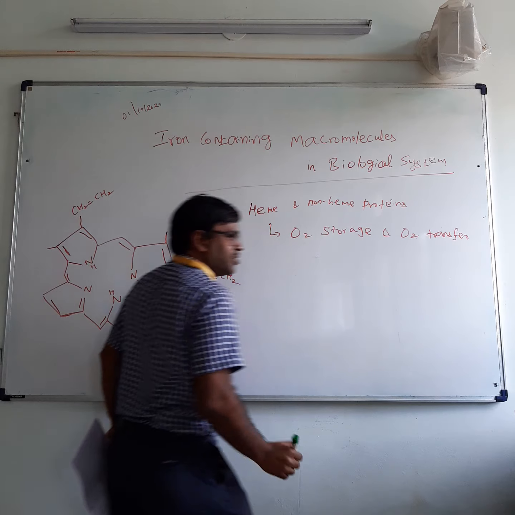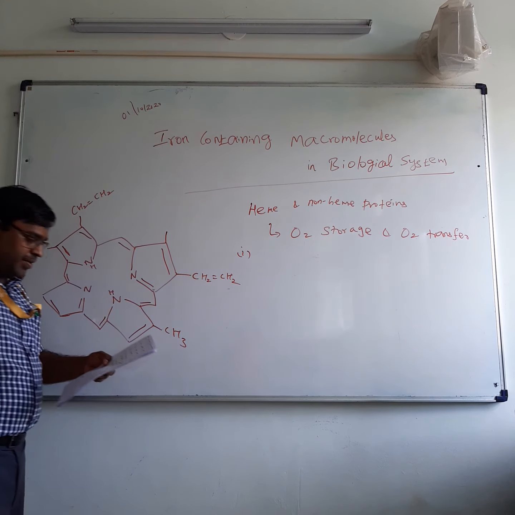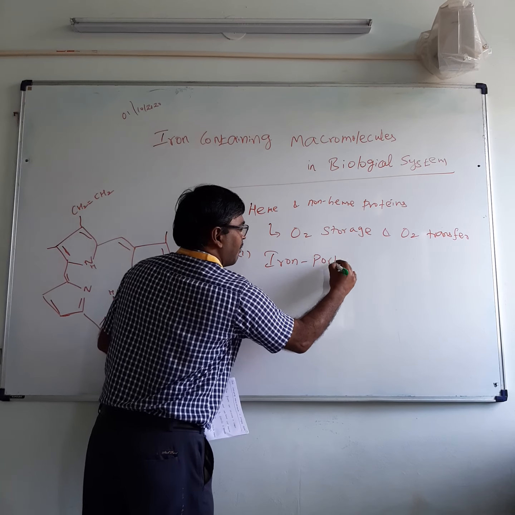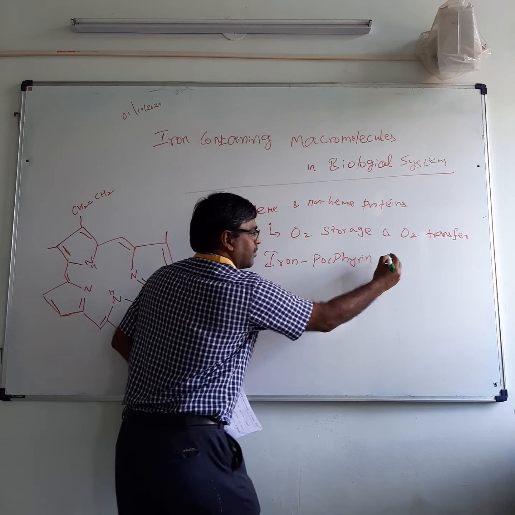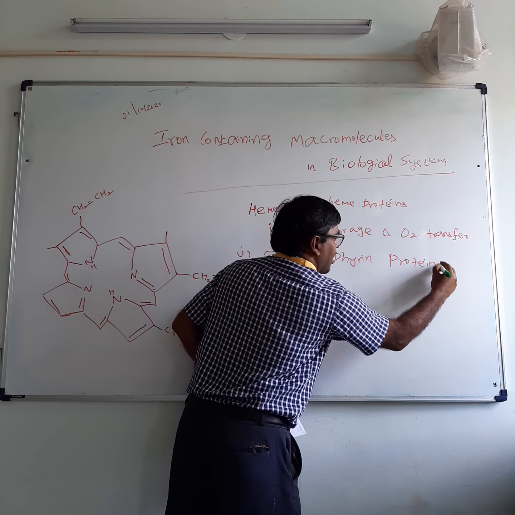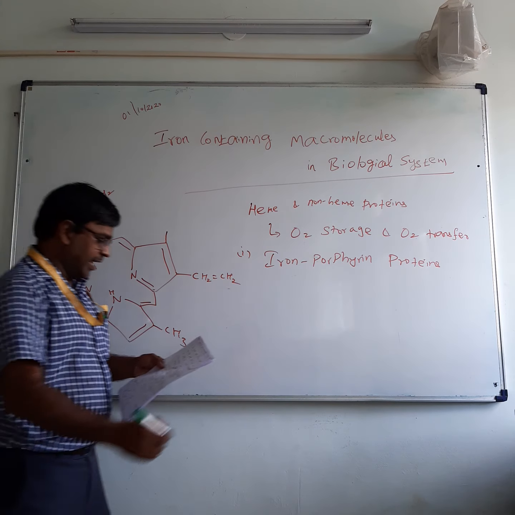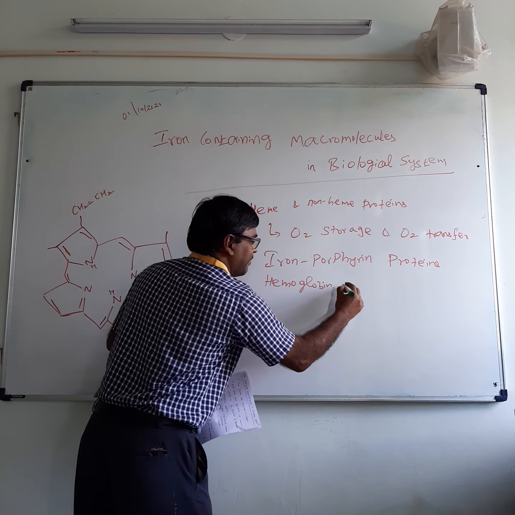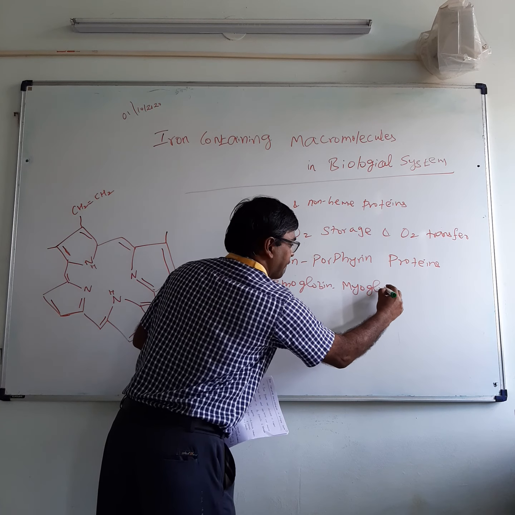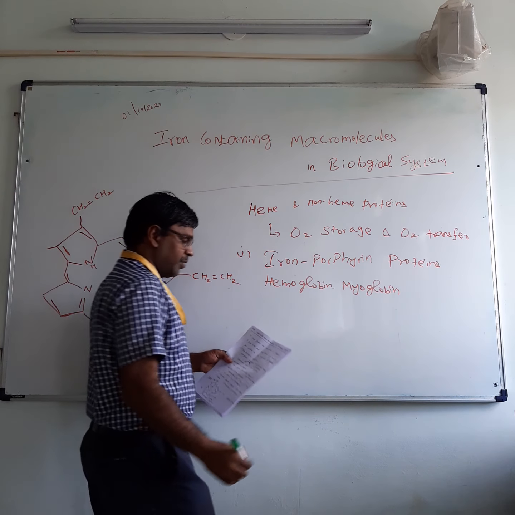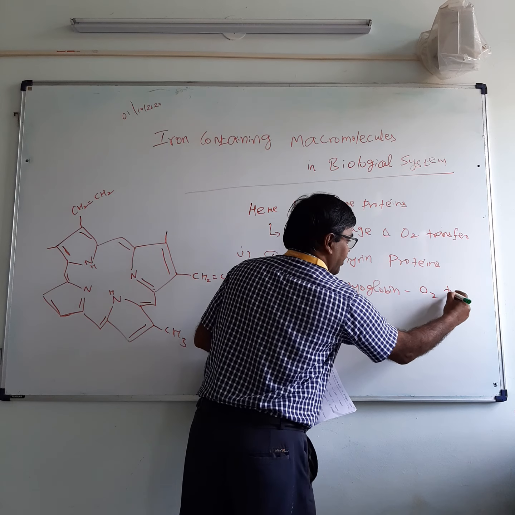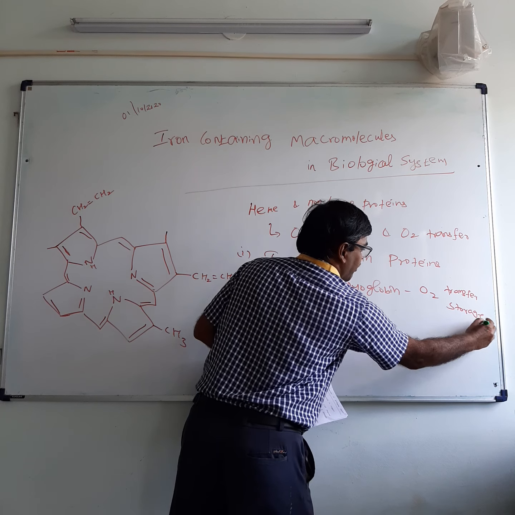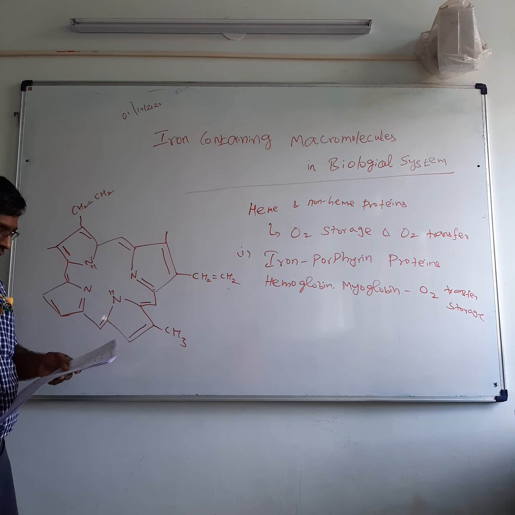The best examples we know are hemoglobin, that is an iron porphyrin protein. The first one is the iron porphyrin proteins, that is hemoglobin and myoglobin, which are involved particularly in oxygen transfer and storage. That is, hemoglobin is involved in oxygen transfer and myoglobin is involved in oxygen storage.